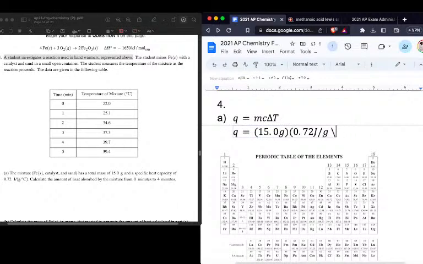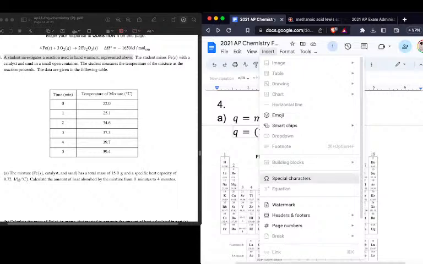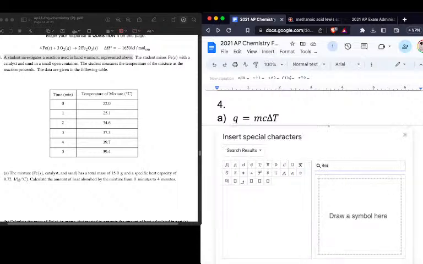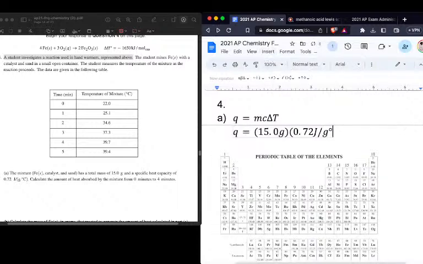No. I'll just use an asterisk. Gram degree Celsius. Could have sworn there used to be one. Insert special characters. Degree. There it is. Great. I got it. That was a lot of work just to get a degree symbol.